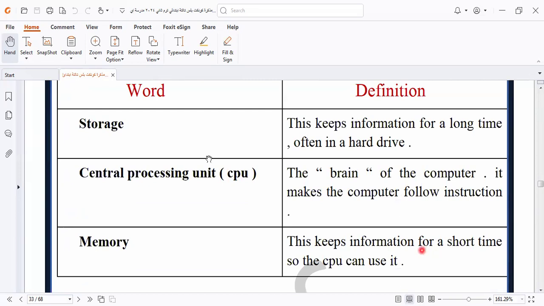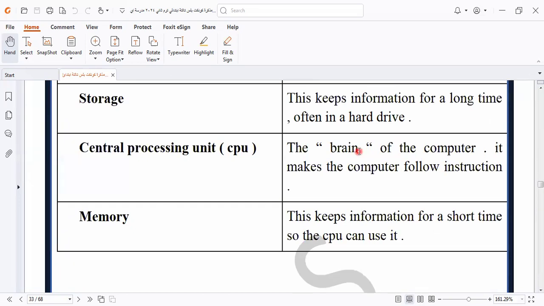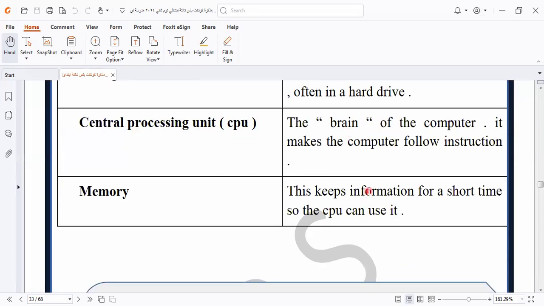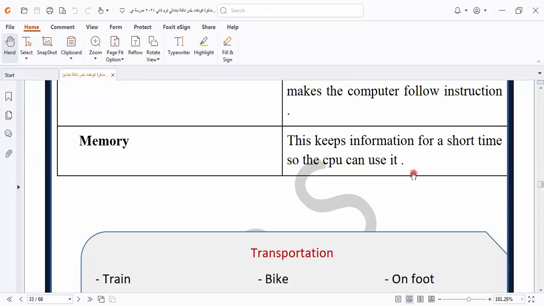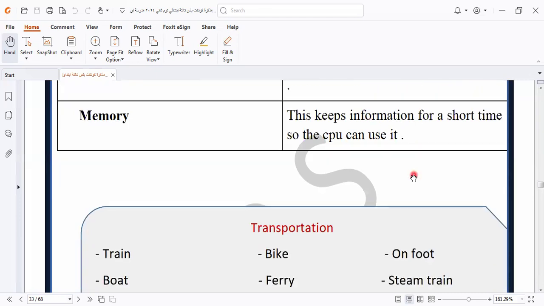We have storage. Storage keeps information for a long time, often in a hard drive. Central processing unit, CPU. This is the brain of the computer. It makes the computer follow instructions. Memory keeps information for a short time, so the CPU can use it.